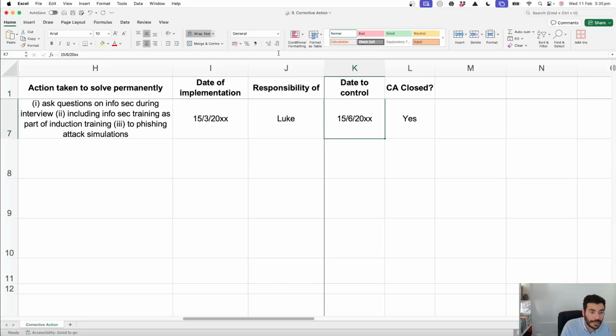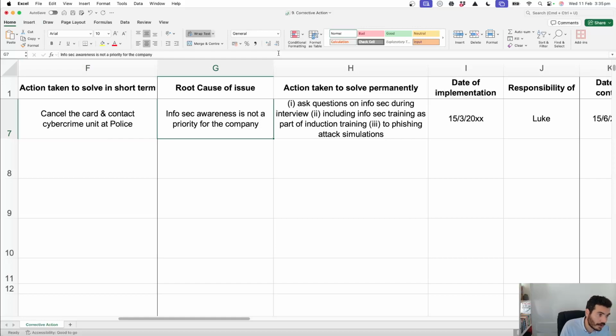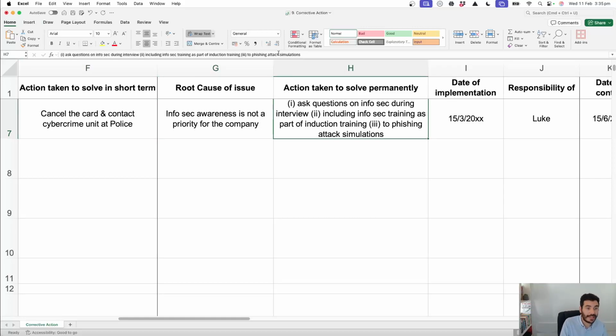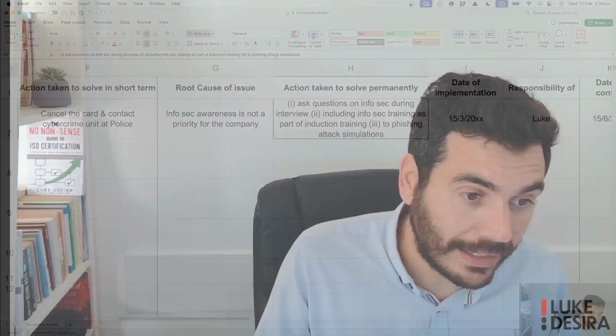If the problem repeated itself, then that would mean that the root cause that we've identified was probably not correct, but also that the action taken to solve the problem permanently was definitely not correct, because we've actually fallen to the same problem once again.